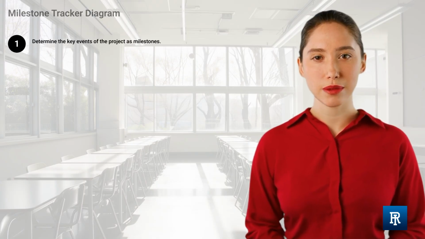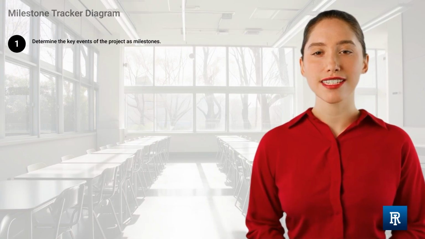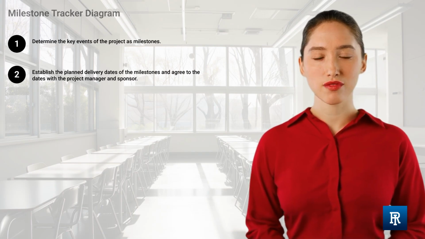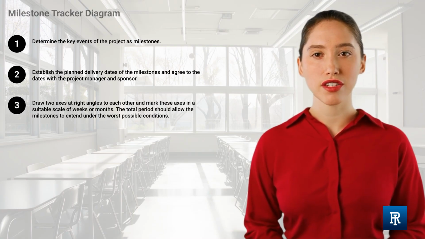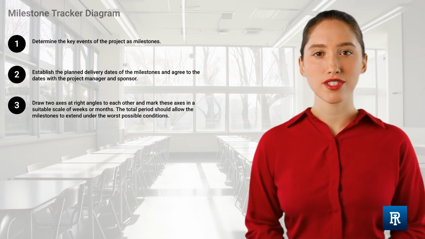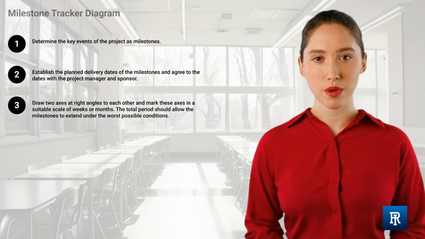There are 7 basic steps for developing a milestone tracker diagram. Determine the key events of the project as milestones. Establish the planned delivery dates of the milestones and agree to the dates with the project manager and sponsor. Draw 2 axes at right angles to each other and mark these axes in a suitable scale of weeks or months. The total period should allow the milestones to extend under the worst possible conditions.